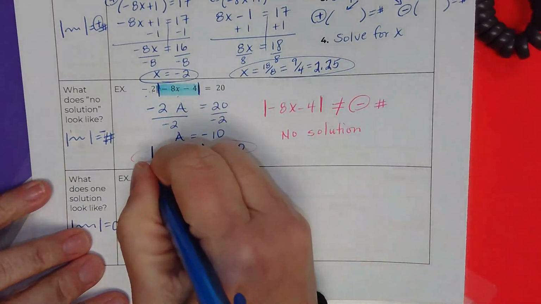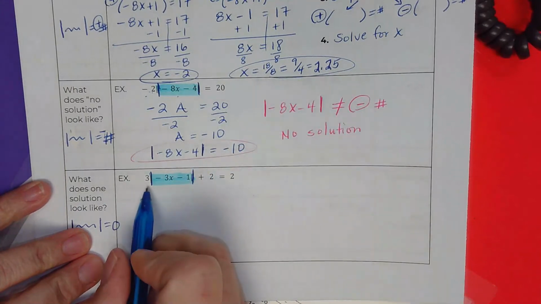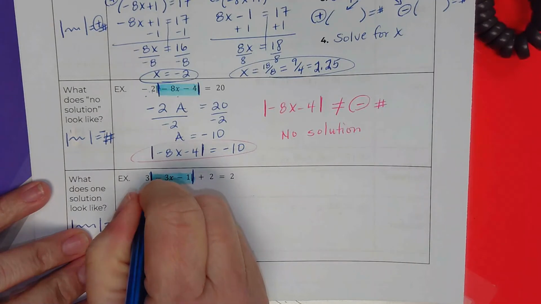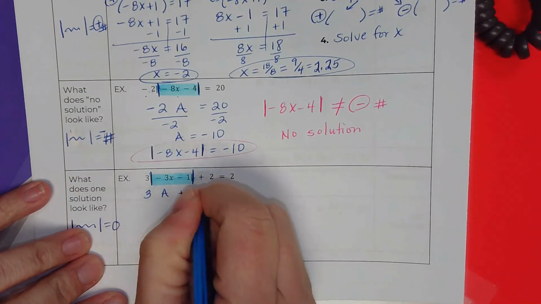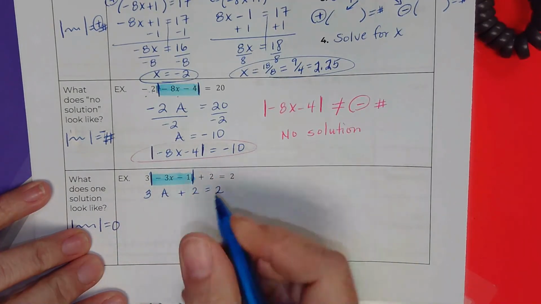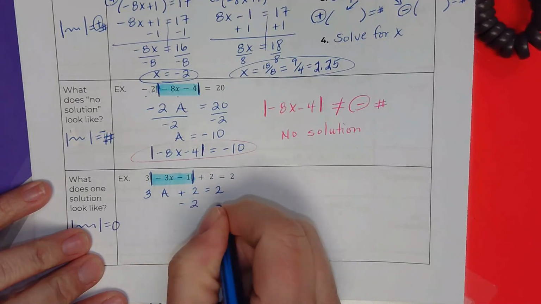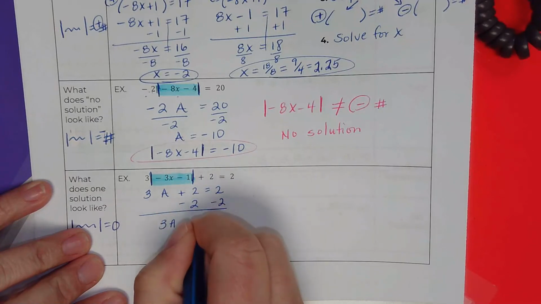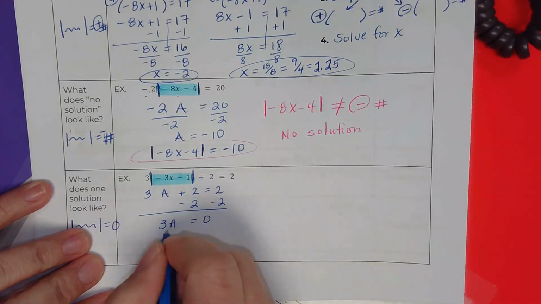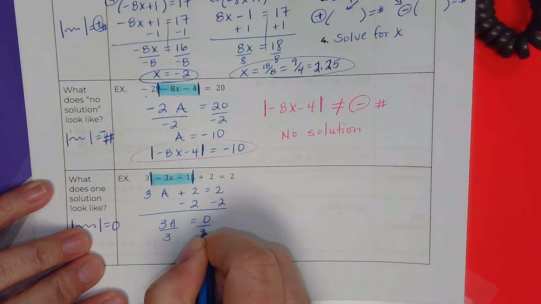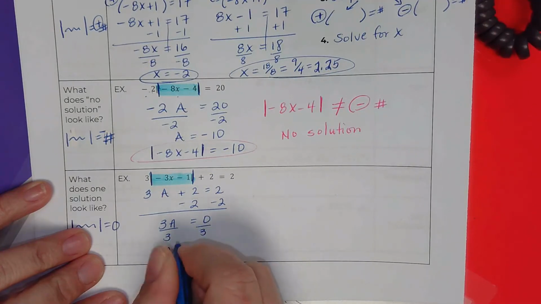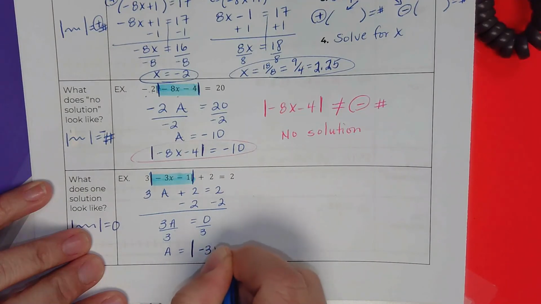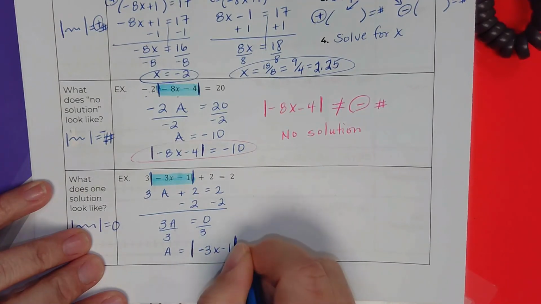In this case, I need to move this 2 and the 3. So I'll move the 2 first. 3 absolute value expression equals 0. Divide by 3. Absolute value expression, which is equal to absolute value of negative 3x minus 1, equals 0.